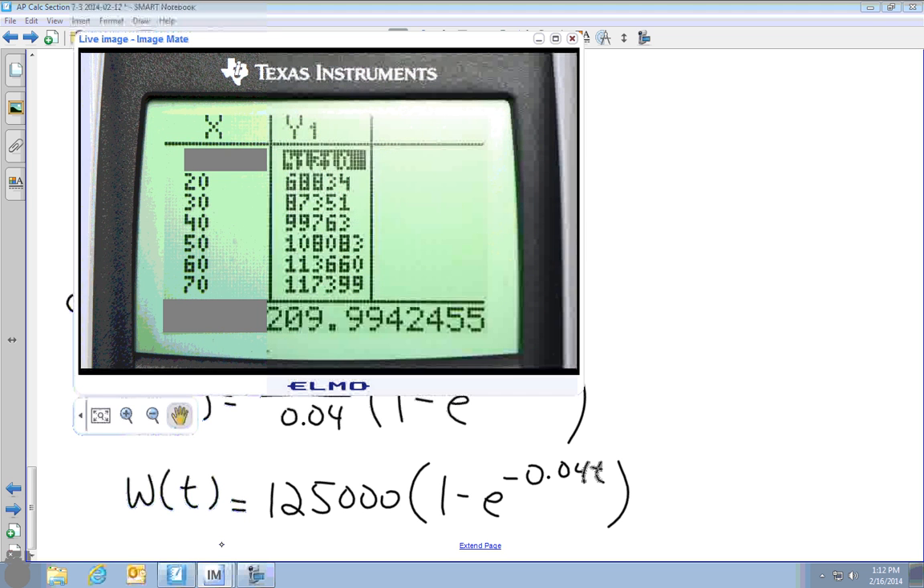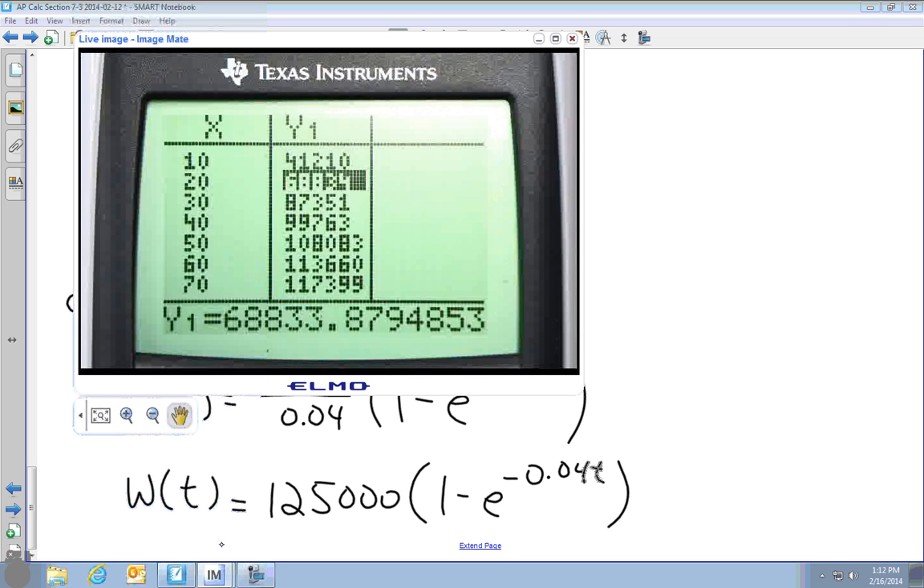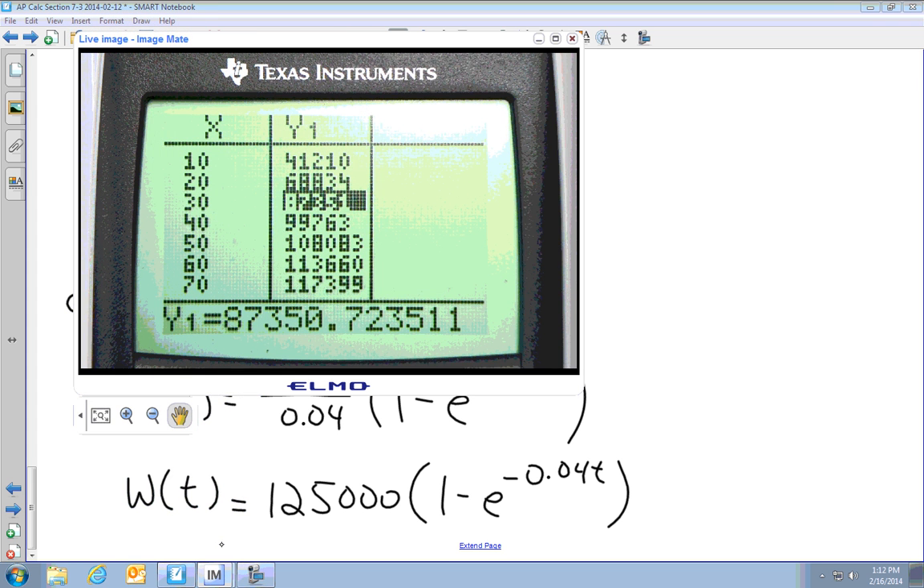So it looks like at 10 hours, we're at 41,000 and some change cubic feet of water. At 20 hours, it's a little more than 68,000 cubic feet of water. And at 30 hours, we're almost up to 87. We're a little over 87,000 cubic feet of water.